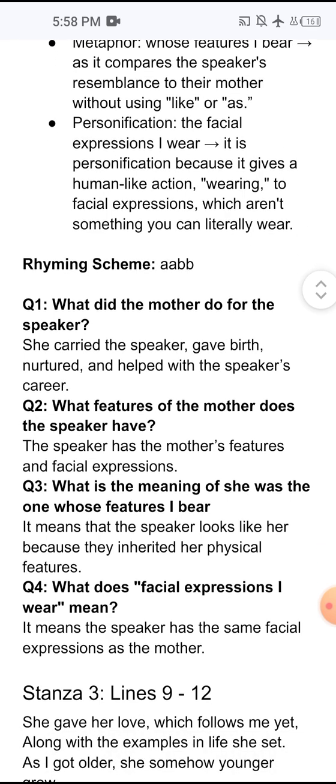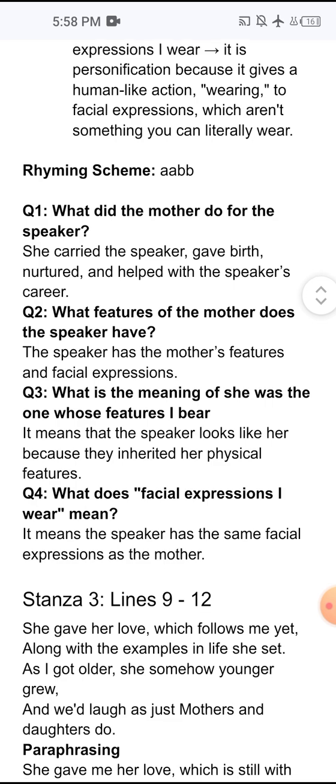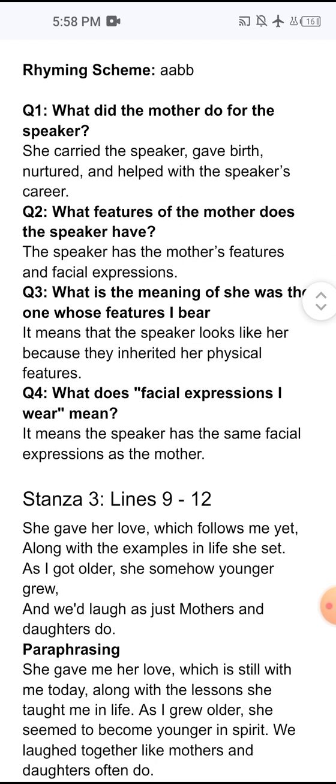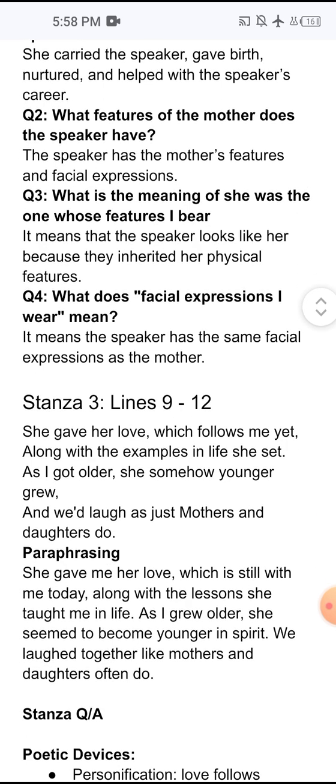Now the next question is, what did the mother do for the speaker? She carried the speaker, gave birth, nurtured and helped with the speaker's career. What features of the mother does the speaker have? The speaker has the mother's features and facial expressions.